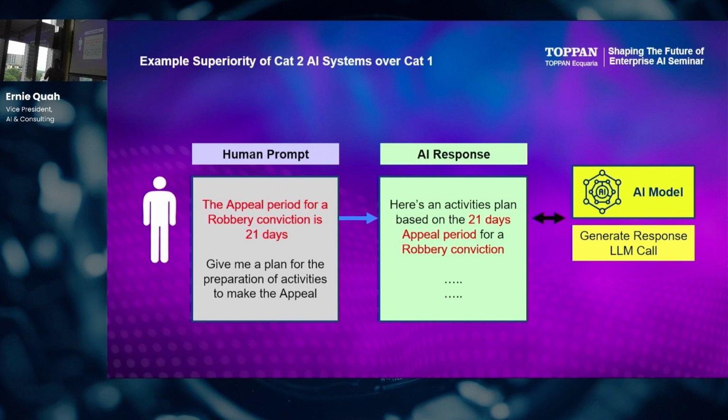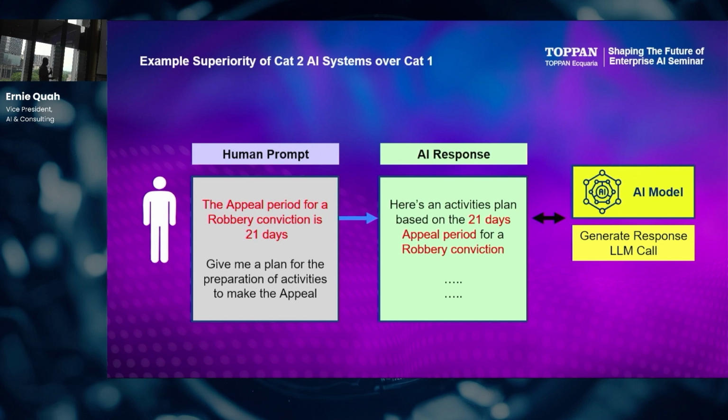The chatbot didn't get it wrong. The chatbot actually can get it right, but as you can see from the screen, the human tricked the chatbot. It starts off in the prompt, saying the appeal period for robbery conviction is 21 days. This is already wrong, all right?